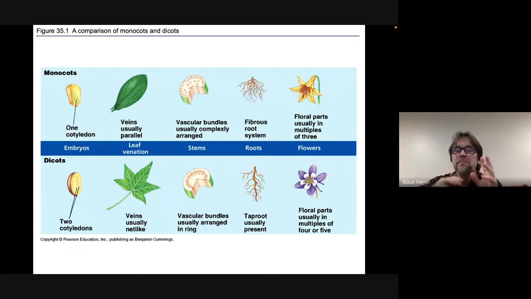And then lastly, the flowers usually have 3 petals, 6 petals, something like that. That's what monocots will have. Dicots usually have multiples of 4 or 5. So that's just a comparison of the two types of plants. We often categorize plants as being monocots or dicots, meaning that they have one cotyledon come out or they have 2 cotyledons come out.